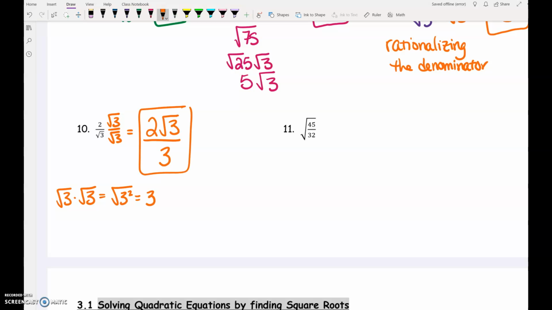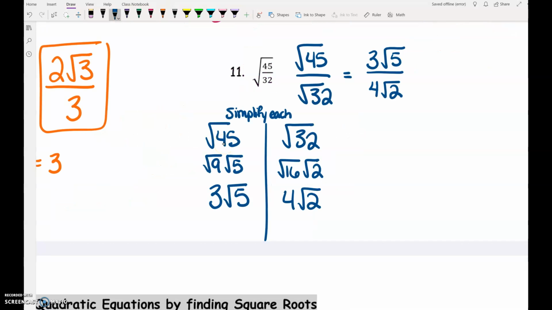Okay, number 11, there's a lot going on here. We have the square root of 45 over the square root of 32. I would like you to take a minute on your own, simplify the square root of 45, simplify the square root of 32. Once we have that done, then we'll finish the problem together. The square root of 45 splits into the square root of 9 times the square root of 5, so we have 3 times the square root of 5 on the top. The square root of 32 splits into the square root of 16 times the square root of 2. So we have 4 times the square root of 2 on the bottom.